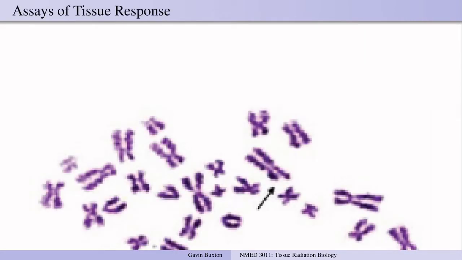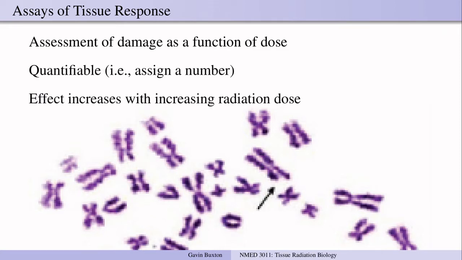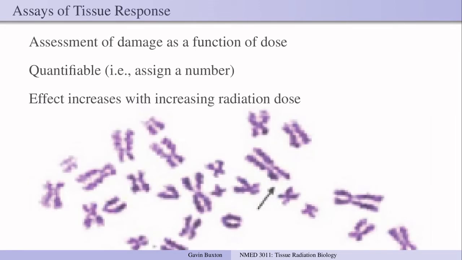Okay, now we're going to look at different assays of tissue response. And assays are just ways of assessing the damage from radiation. Whatever assay we pick, it should show a clear and quantifiable result, quantifiable just meaning measurable with a number. And also, it should be something that increases as the dose is increased.